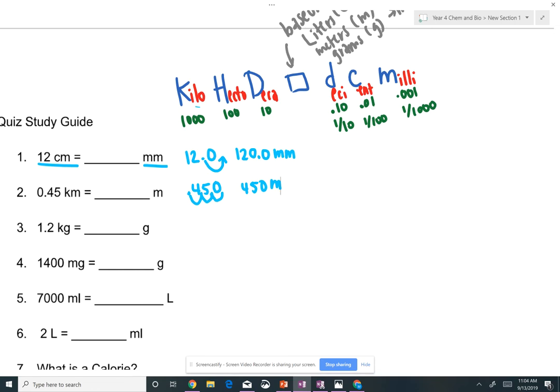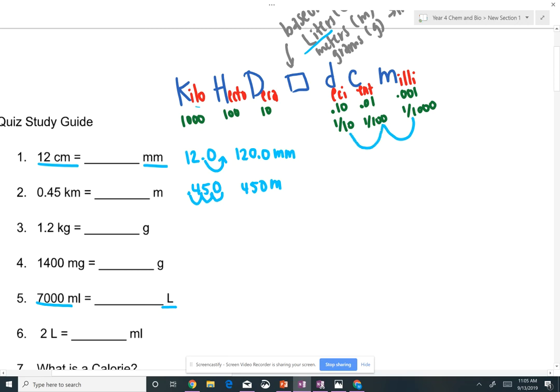I'm going to skip one. Actually, two. The next one we're going to do is 7,000 milliliters to liters. So I have milliliters here, and then I'm going to have my liters, which is right over here. So I go ahead and move it over.